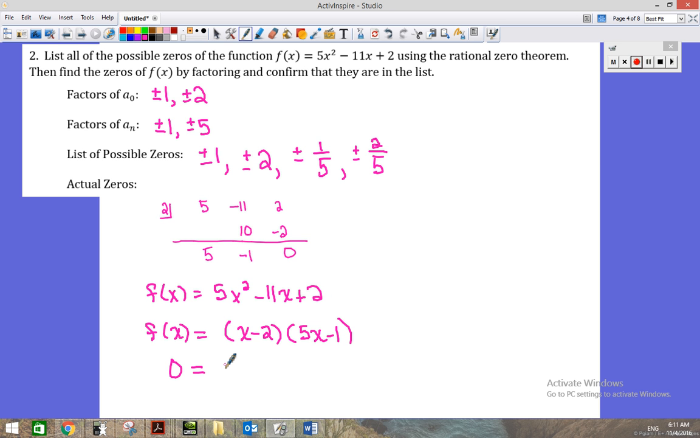And of course, if you set this equal to 0, that's how you find the x-intercepts given an equation. You let y equal 0 and then solve, and these are the x-intercepts.